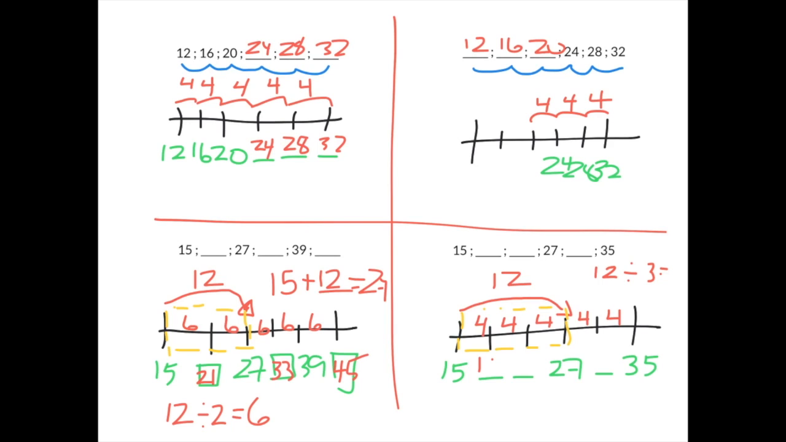So 15 plus 4 is 19. 19 plus 4 is 23. 23 plus 4 is 27, just to do a quick check. 27 plus 4 is 31. And then our final check, 31 plus 4 is 35. So we're all good.